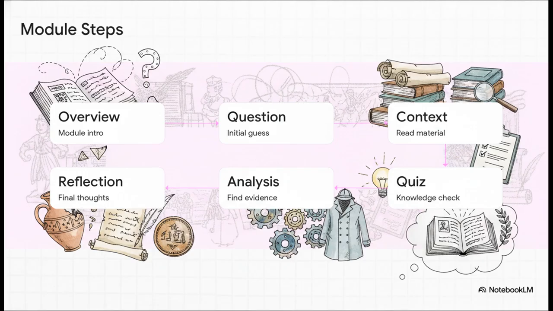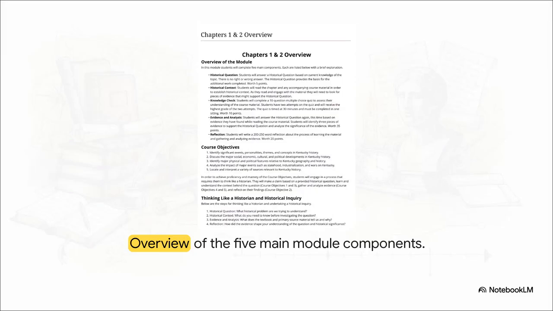You get the overview, you take a swing at the question, you read for context, check your knowledge, dig into the evidence, and then you reflect. The module overview explicitly lays out this journey, and I love this because it brilliantly illustrates the scientific method of history. You first answer a question based strictly on your current knowledge, and hey, there is zero penalty for being wrong there. Then you acquire context by reading the chapters. And finally, you revisit that exact same question, but this time you're armed with primary and secondary evidence.